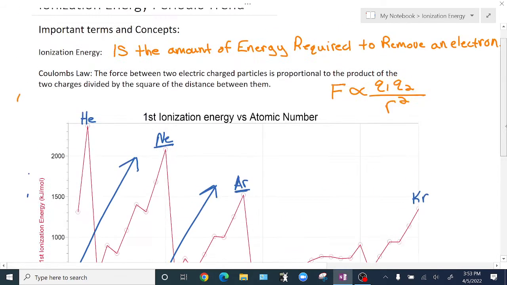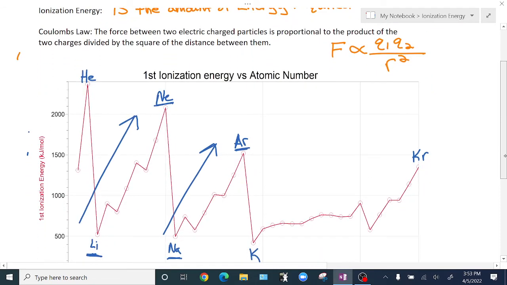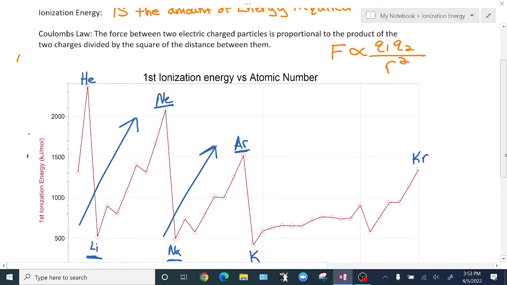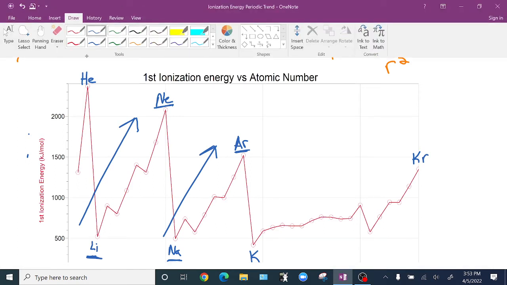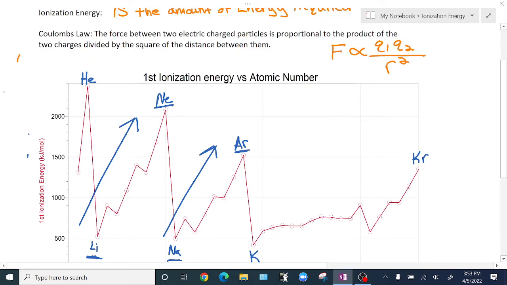The next thing that we want to investigate is what happens down a group. I'm going to change colors again here. Let's use green. As we go down a group, if we start with the noble gases, and you'll notice that all of the peaks in our graph are noble gases, neon's lower than helium, argon is lower than neon, and krypton is a bit lower than argon. So for the noble gases, as we go down a group, the first ionization energy is decreasing.